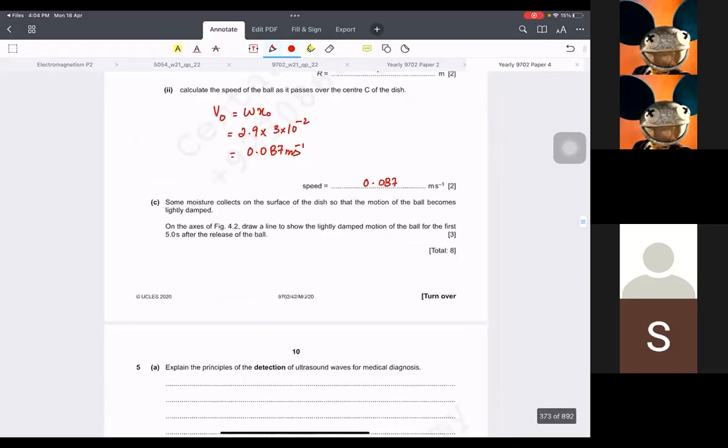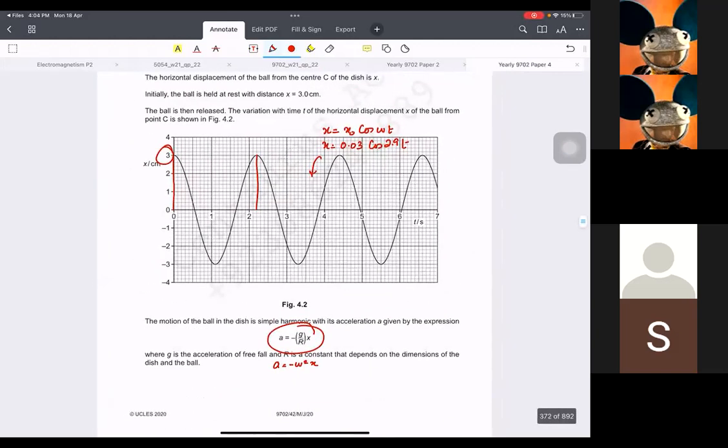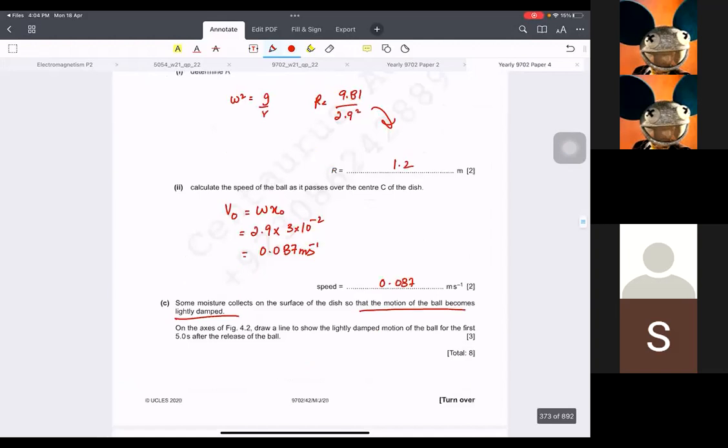So don't do it. As some moisture contacts the surface of the dish, it becomes lightly damped. So it should be like this, and after every oscillation it should lose some amplitude, but the thing is that it will always have the same frequency.